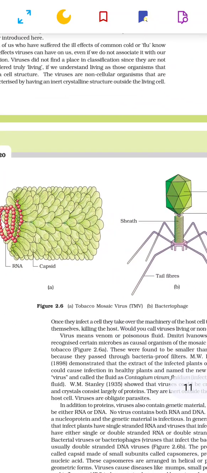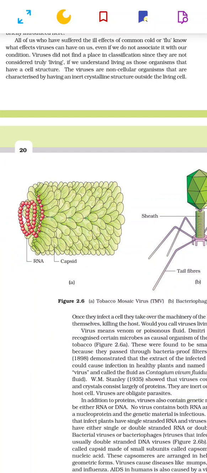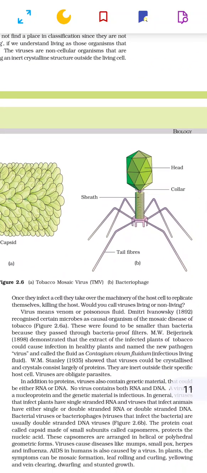In figure 2.6, number 1 is A, tobacco mosaic virus, in which the genetic material is a single-stranded RNA and the body is made up of small protein units, capsomeres, which form the capsid as a polymer. In number 2, B, the structure of a bacteriophage, there are different body parts. The first part is the head, second is the collar, third is the sheath, and the fourth is the tail fibers. With the help of these tail fibers, this bacteriophage can attach to the bacterial cell surface. In the head, there is mostly double-stranded circular DNA. That is why it is a bacteriophage which can feed upon a bacterium.